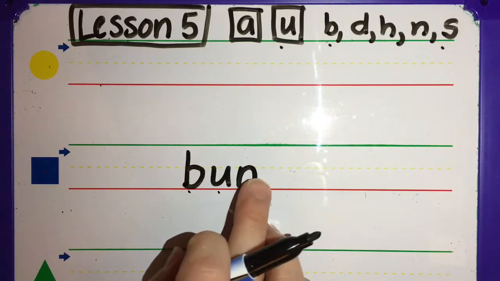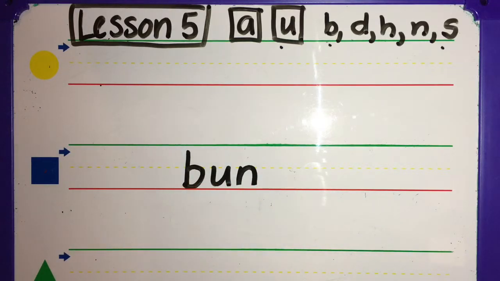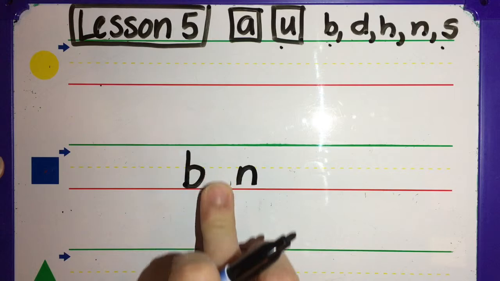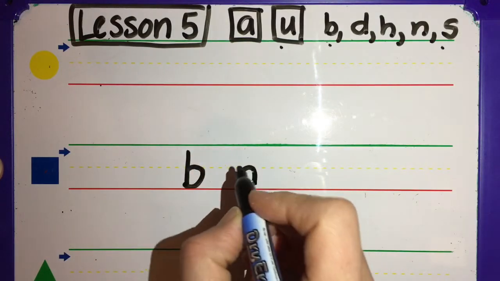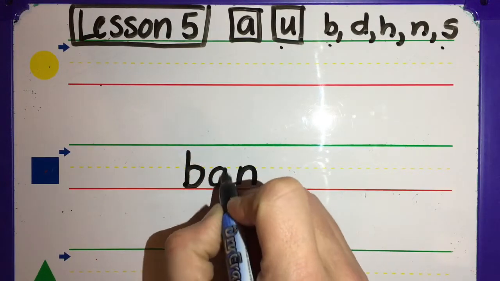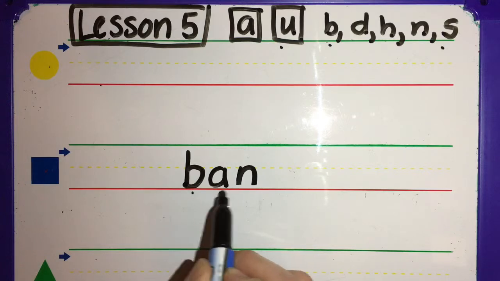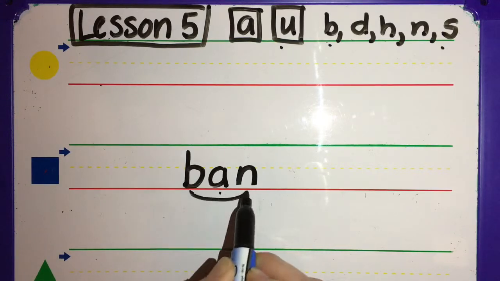Alright, the next word is going to change just 1 letter. We're going to go from the word bun to the word ban, as in, they tried to ban that book from the library. B-A-N. Ban. Okay, change out the vowel. Went from U like umbrella to A like apple. B-A-N. Ban.